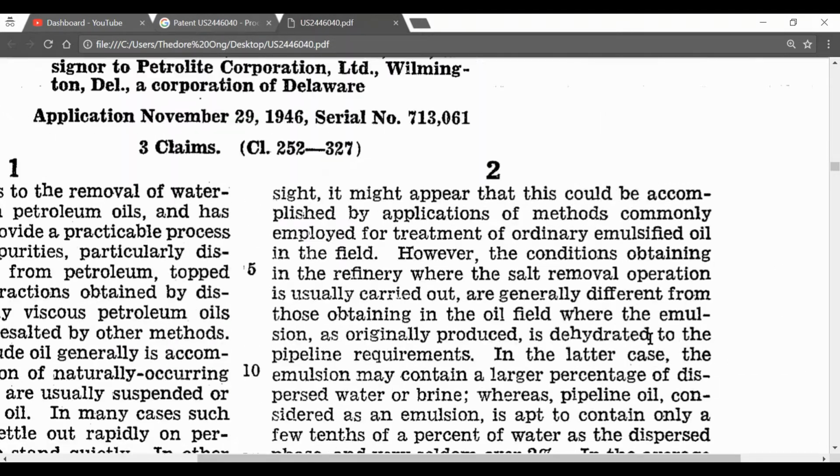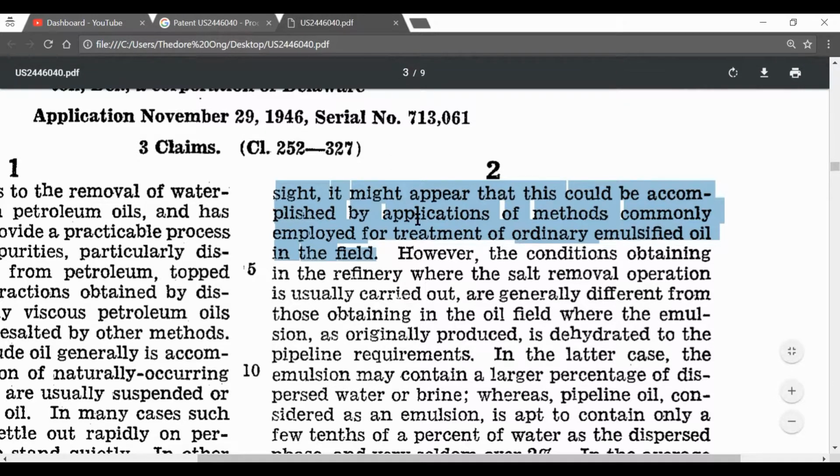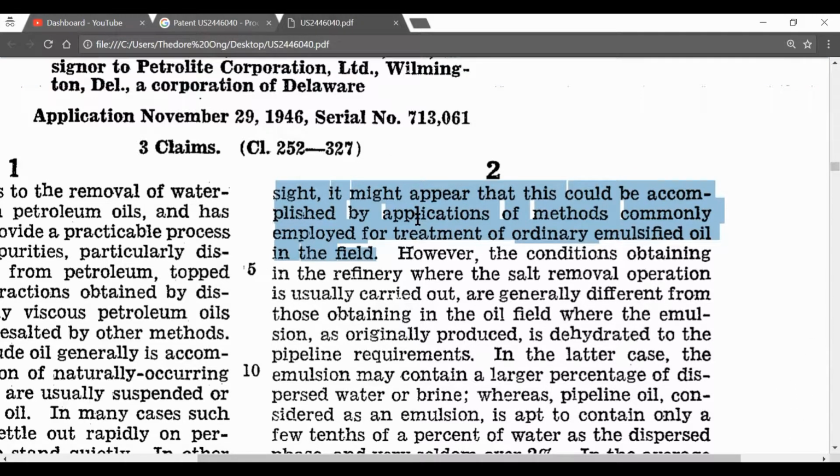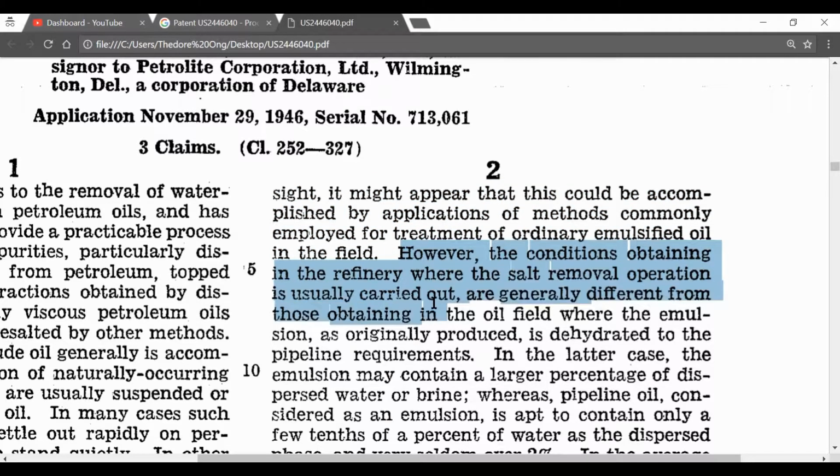So let's go to the second part. This is the second column. It might appear that this could be accomplished by methods commonly employed for the treatment of ordinary emulsified oil in the field. So what this is saying is that, yeah, there are already methods to deal with the crude oil and saltwater emulsions, but you probably need something else. So this is the something else, or this is the reason why something else exists.